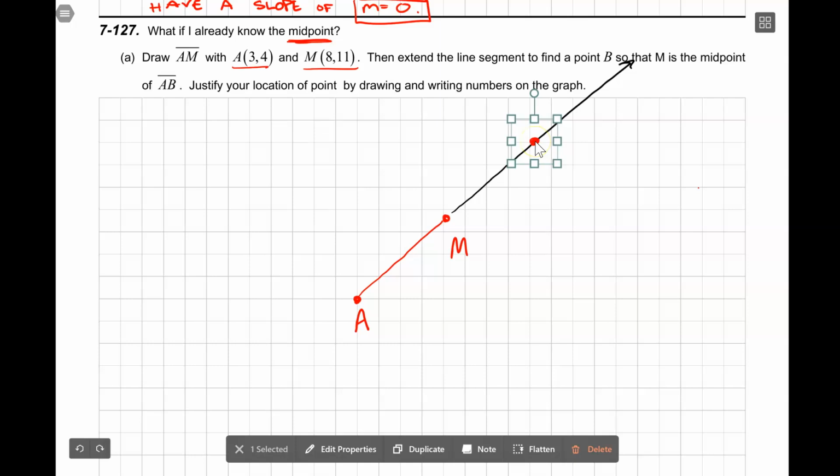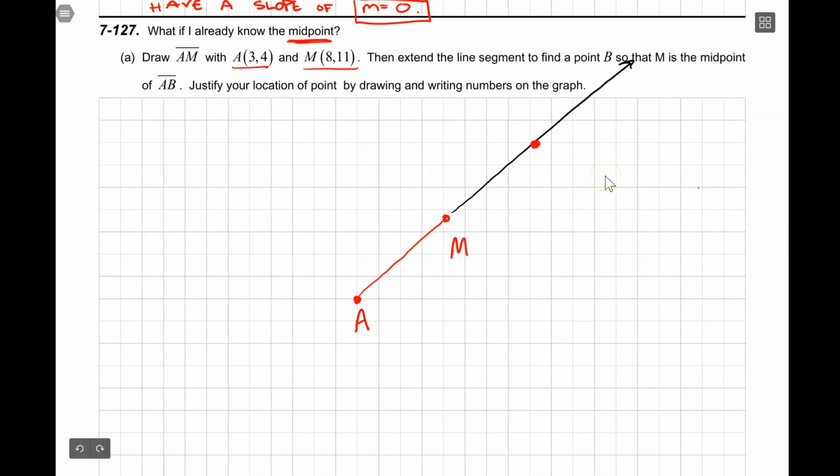So that means we're going to be able to move this point B. We're going to find out where it's located exactly so that this segment equals this segment. AM and MB are the same.